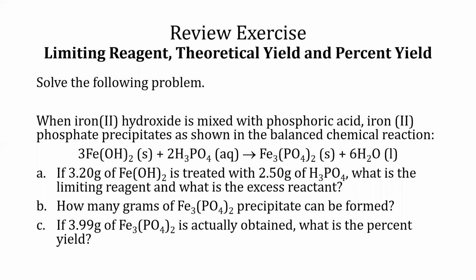A, if 3.20 g of Fe(OH)2 is treated with 2.50 g of H3PO4, what is the limiting reagent and what is the excess reactant? B, how many grams of Fe3(PO4)2 precipitate can be formed? And C, if 3.99 g of Fe3(PO4)2 is actually obtained, what is the percent yield of the precipitate?